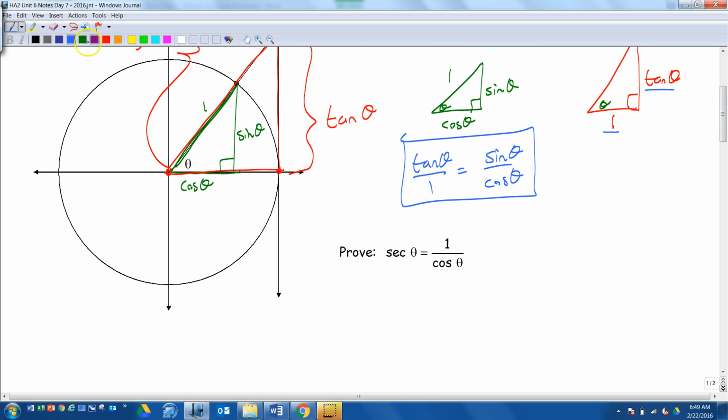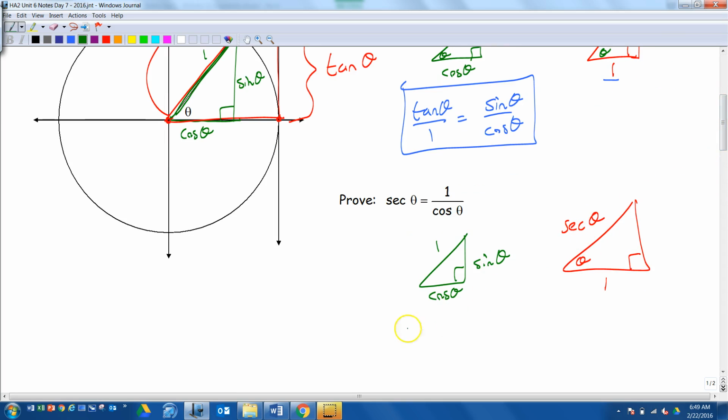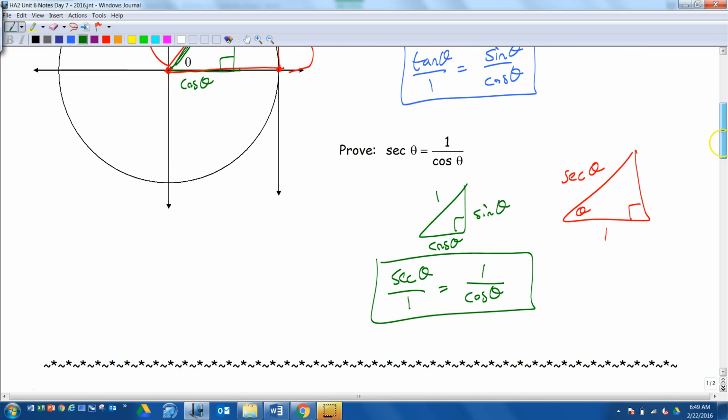Okay. We can do the same thing down here with secant. We know this is 1. We know this is secant theta. And we still know that this triangle is cosine theta, sine theta, and 1. So if I want to set up a ratio, I can say secant theta over 1 equals, the thing that corresponds to it is 1 over cosine theta. So sure enough, secant is just the reciprocal of cosine.